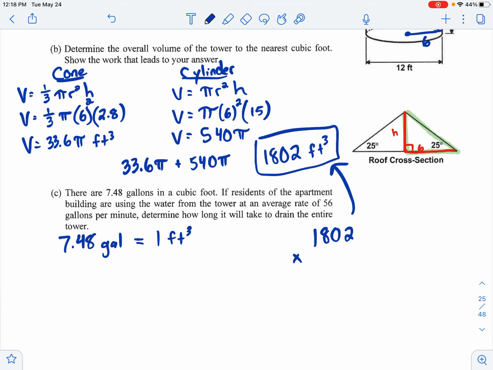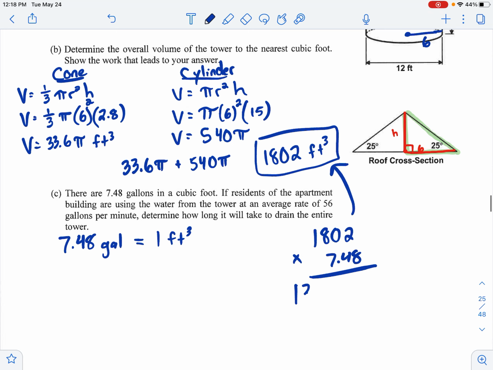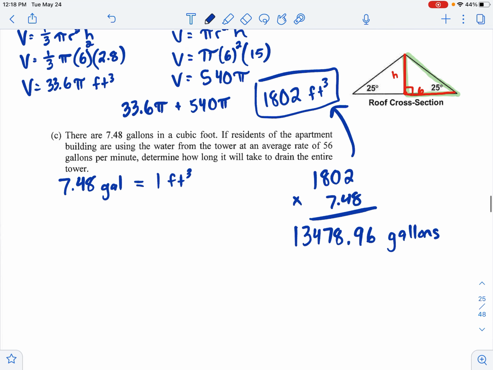So it's 7.48 gallons per cubic foot, and we have 1,802 cubic feet, which means we could just multiply 1,802 by 7.48. Okay, so I'll do that real quick. And now we have a tower of 13,478.96 gallons. Okay, so our tower has been converted to gallons. Okay, it's draining at an average rate of 56 gallons per minute, which means we could divide by 56 gallons.